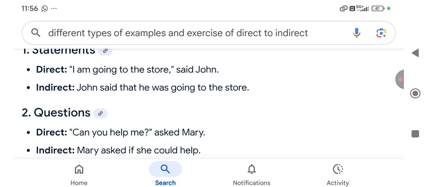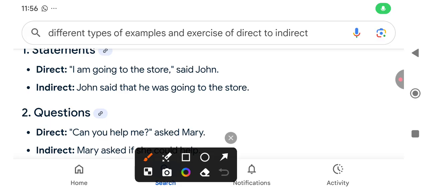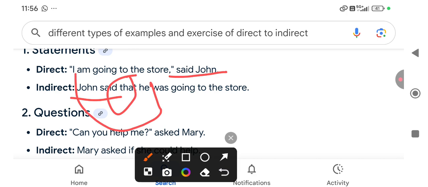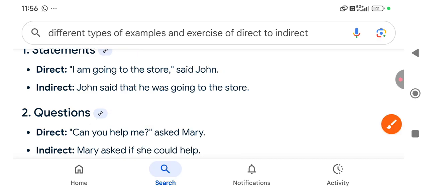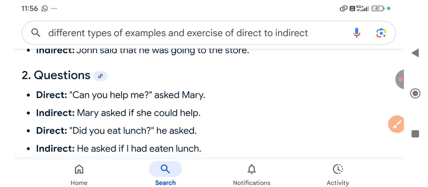Have you noticed the changes? What changes are here? John said, okay. Then that is the conjunction. Then I becomes he, and am becomes was going to the store. So the answer will be, John said that he was going to the store.